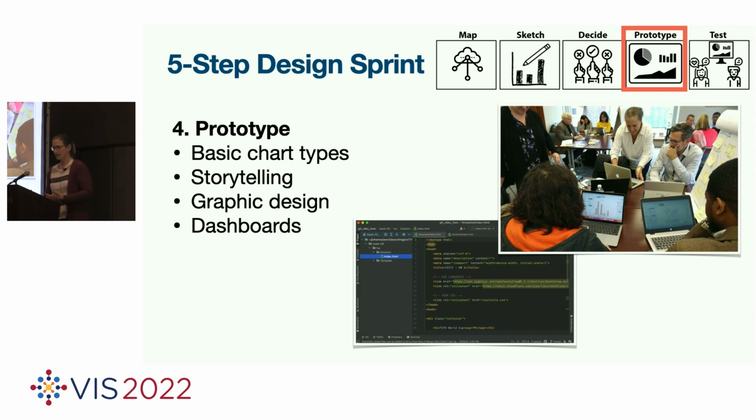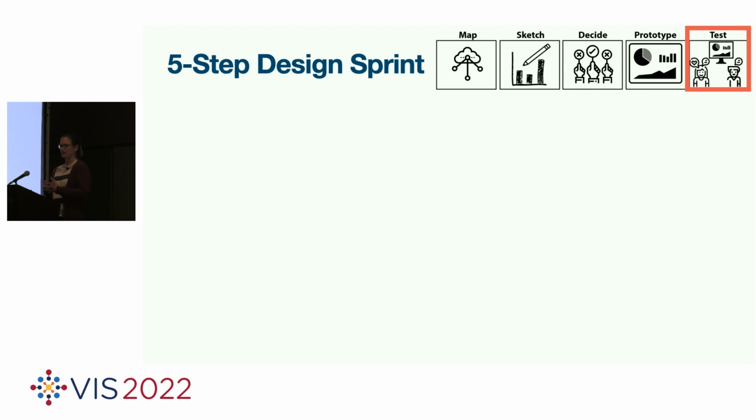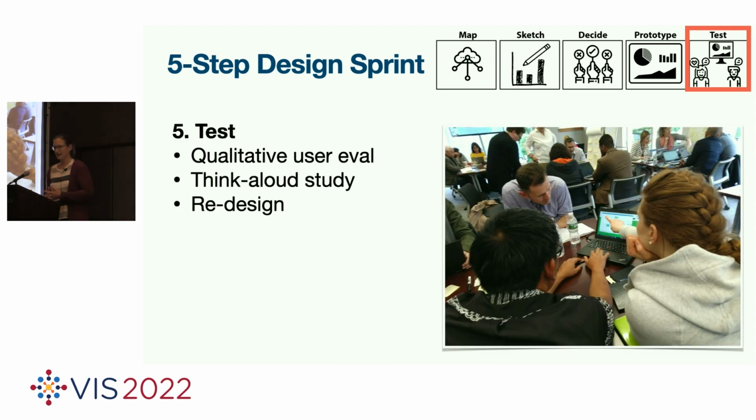And after prototyping, the final step of a design sprint is testing. The goal of this step is to collect user feedback that can be used in the next iteration of the project. So the goal in our class is to test the prototype with 2 to 5 users to collect feedback. That means that in class, we first introduce students to qualitative user evaluation methods and teach them how to perform a think aloud study.